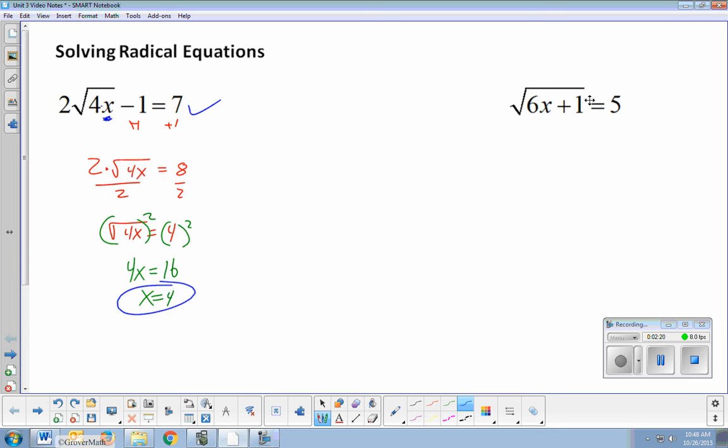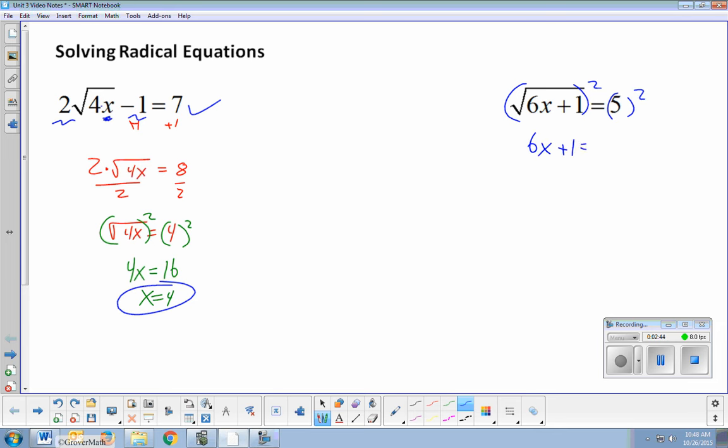All right, this one, I see the radical is already isolated, so I could jump right to squaring both sides. You see the difference between, like, this minus 1 was outside the radical, this plus 1 is inside of it. If you have numbers outside the radical, like we did here, the 2 and the minus 1, you've got to deal with them first. And once you have just things in the radical, then you square both sides.